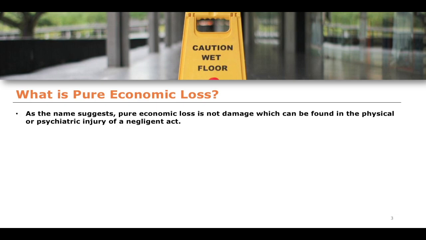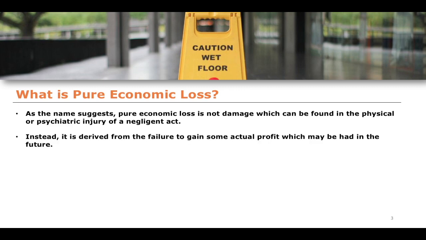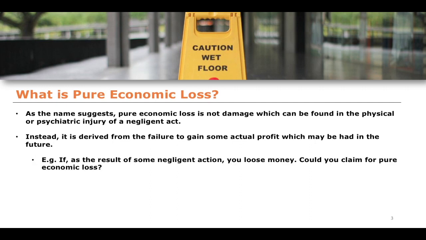What is pure economic loss? Well, as the name suggests, pure economic loss is not damage which can be found in physical or psychiatric injury of a negligent act. Instead, it is derived from the failure to gain some actual profit which may be had in the future. Now, just like pure psychiatric injury relates to developing only a psychiatric injury as the result of negligent action, and not one that is complemented by some kind of physical injury, pure economic loss is the idea of developing an economic loss and only economic loss as the result of negligent action, and not economic loss which is in conjunction with either damage to property or physical injury. Okay? So, if as the result of some negligent action you were to lose money, could you claim for pure economic loss?